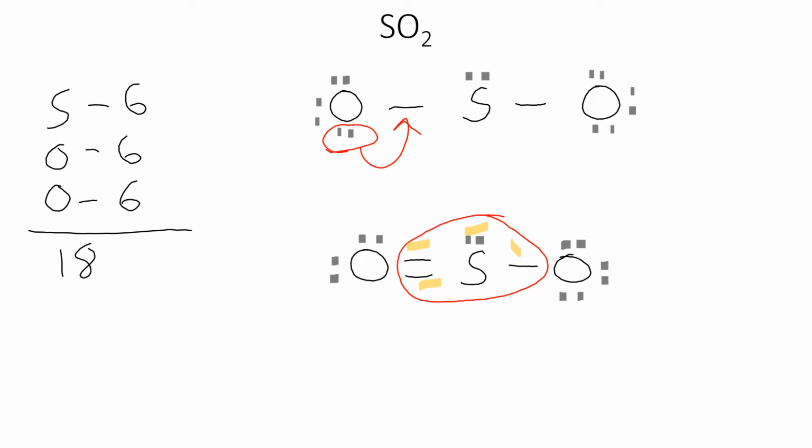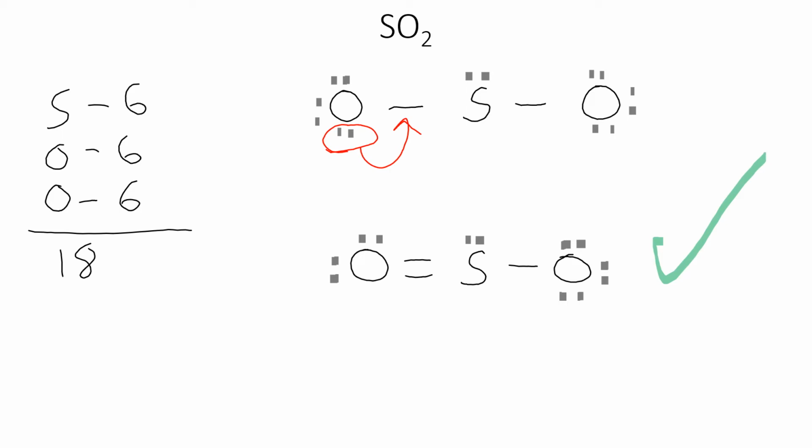This bottom structure now satisfies all of our rules, all of our conditions that need to be met. We have the correct total number of electrons, and we also have octets around everything. So here's what we're looking at for that Lewis structure.